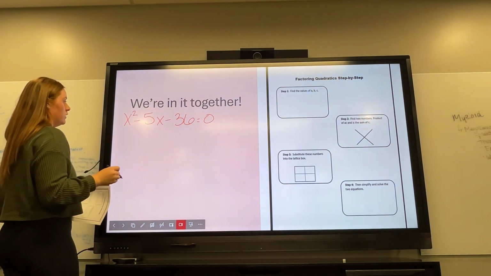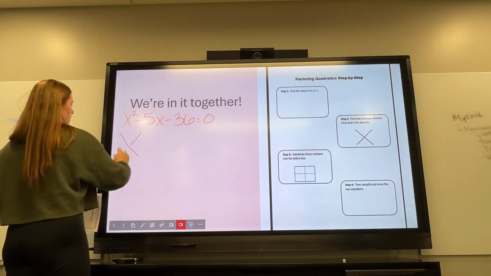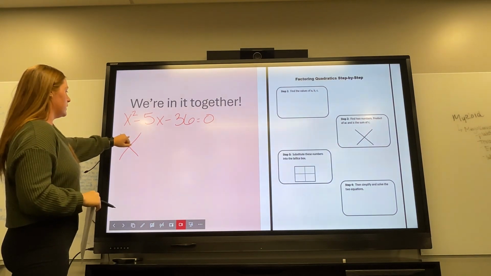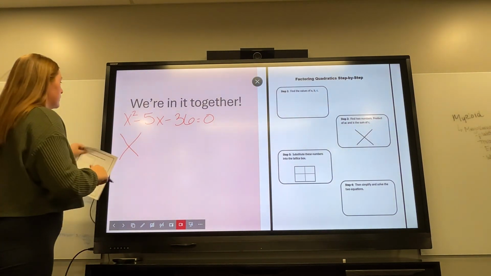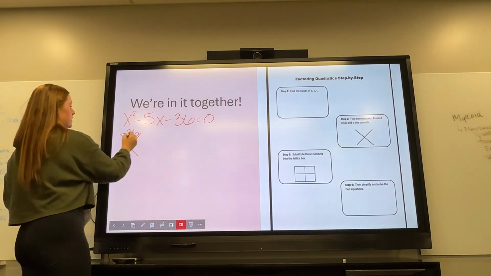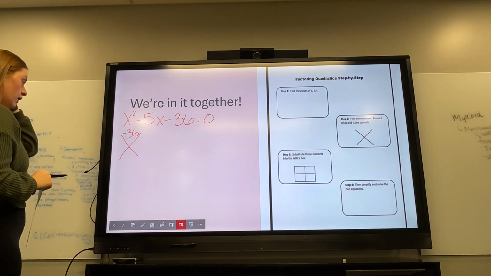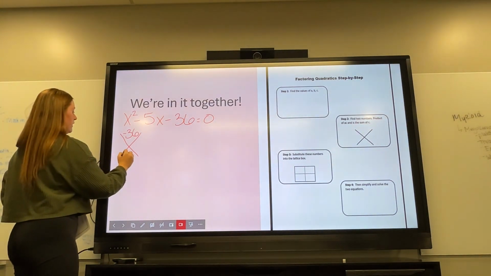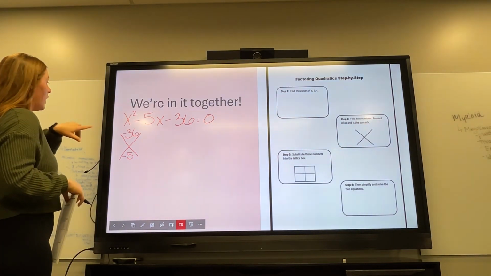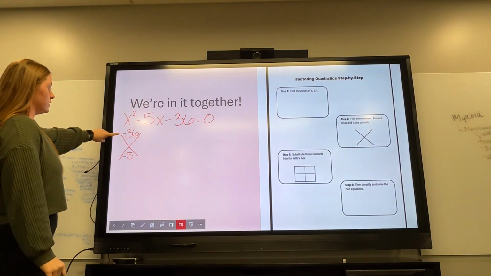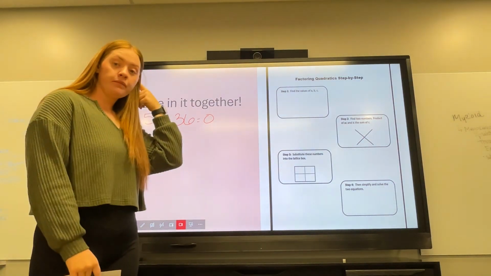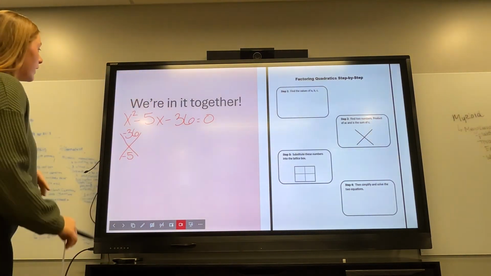First, we're going to write our big X here. The product of A and C goes up top. So 1 times negative 36 is negative 36, and that's our top value. Our B value goes on the bottom, so negative 5. We have to find 2 numbers that multiply to negative 36 but add to negative 5. Think about it, and come back when you think you got it.